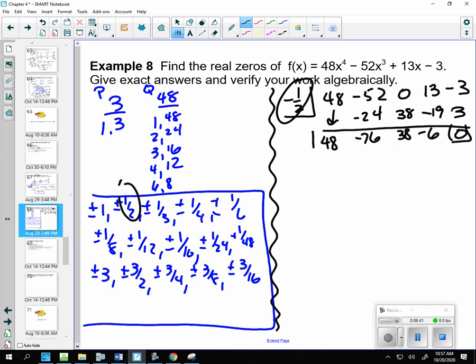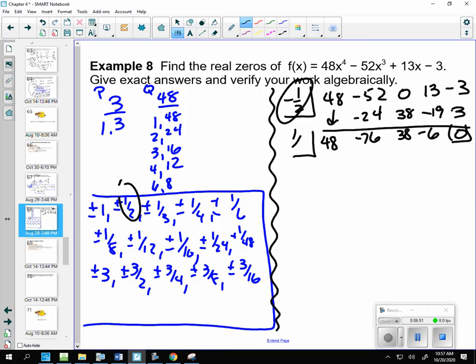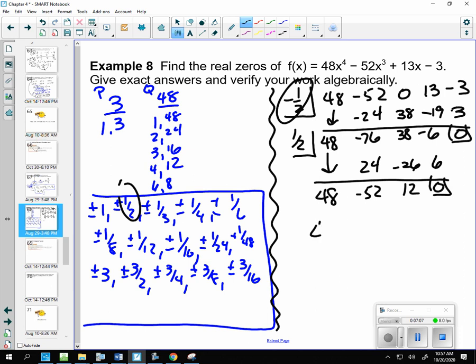Now, I need another one. So I'm going to go back to my graphing calculator and look for another 0, and I see a half. Positive a half also works. So from this answer, I am now going to also do the next one. So 48, multiply and add, multiply and add, and then multiply and add. And now I am down to a quadratic. So I don't need my calculator anymore.